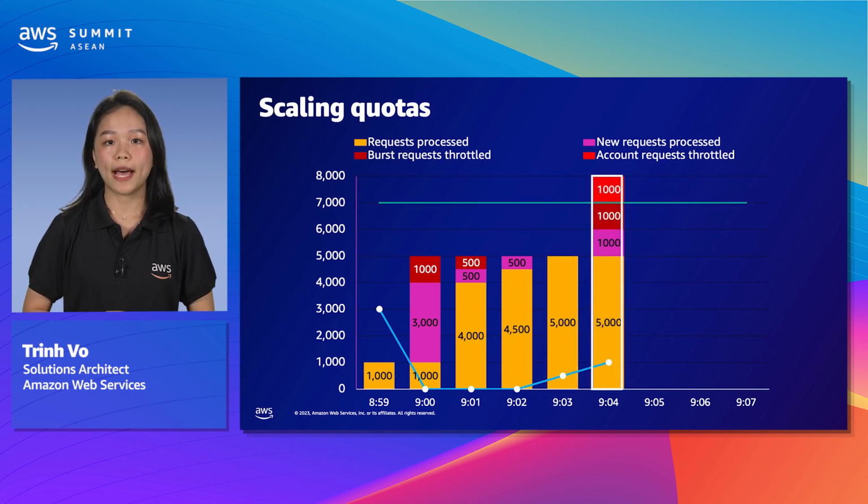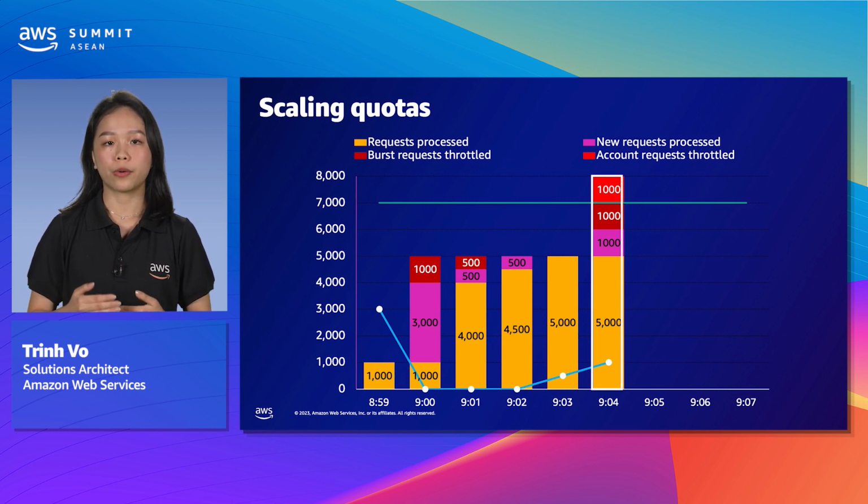At 4 minutes past the hour, the application gets another spike in traffic, an additional 3,000 requests, making it a total of 8,000 requests. So let's break it down. 5,000 requests can continue to use the existing execution environments. An additional 1,000 burst concurrency is now available for use. 1,000 requests are throttled, as there is not enough burst concurrency.